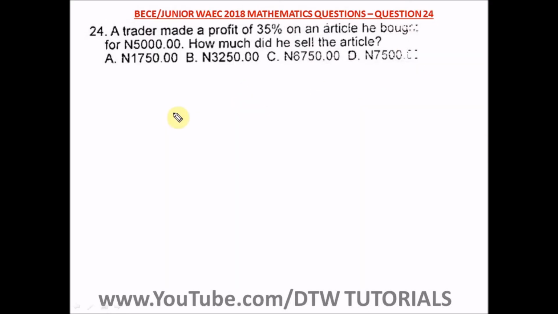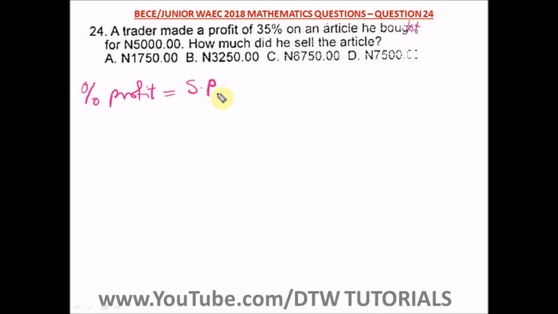Question 24 of the BECE Junior WAEC 2018 Mathematics Past Question, that's your OBJ question 24. It says, a trader made a profit of 35% on an article he bought for 5,000 naira. How much did he sell the article? I hope you remember the formula for percentage profit. When you have a percentage profit, it is equal to what? You know this is profit now, so it means your selling price will be greater than your cost price. And you know what cost price is?